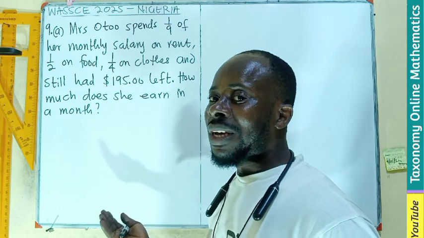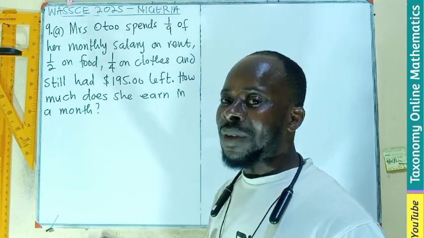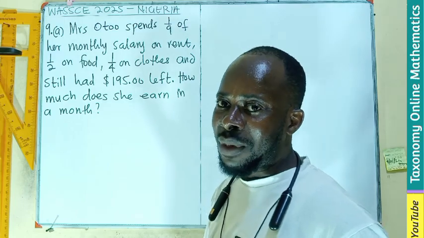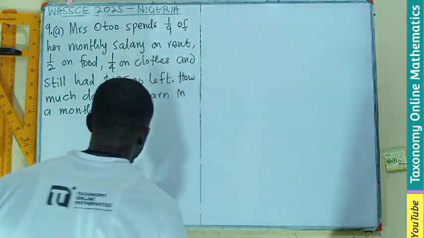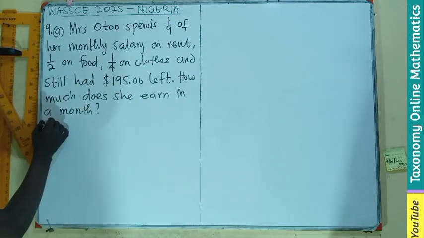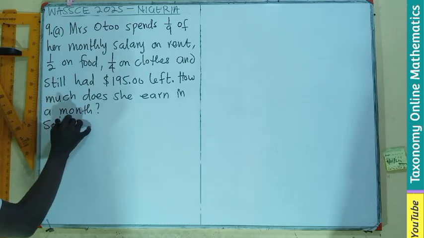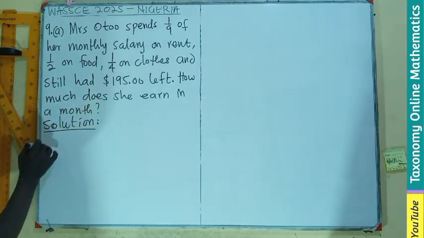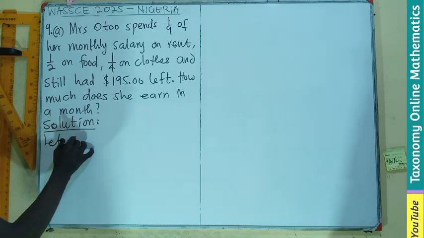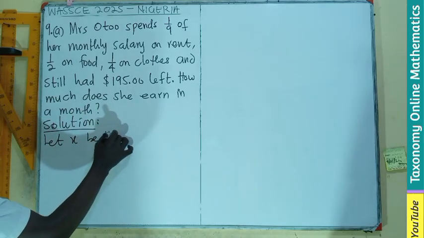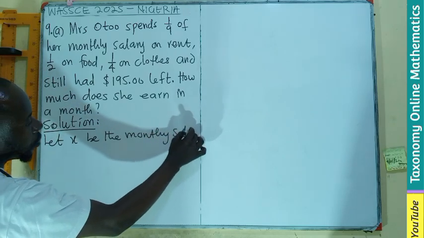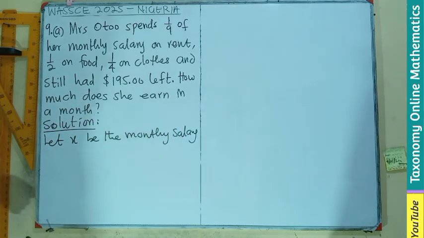I'll use the equation aspect and leave the fraction aspect for you to do and share in the comment section, because I've already talked about this in some of the episodes. So the first thing we can do is let X be the monthly salary.